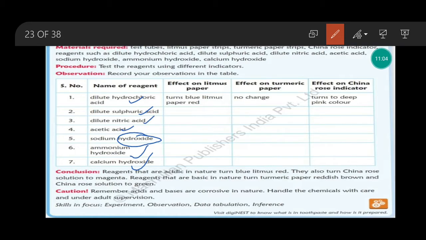Effect on litmus paper: acids turn blue litmus red. But in the case of bases, they turn red litmus to blue, in all 3 cases. And for the effect on turmeric paper, acids don't have any effect on turmeric paper, but bases change it into reddish brown.